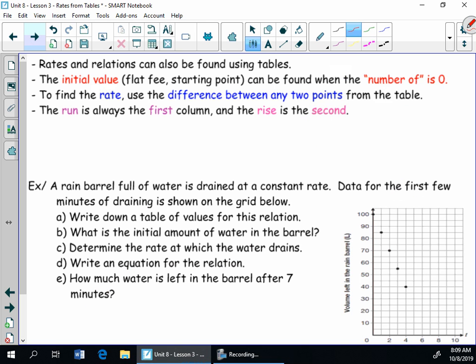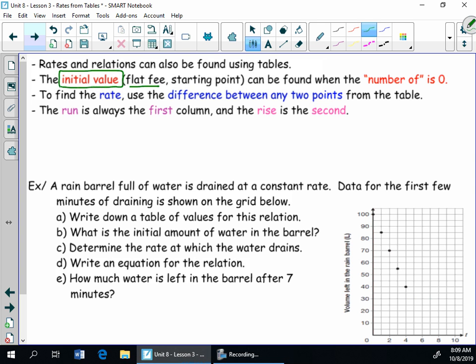Okay, how am I going to change this? Well, my whole idea is that these relationships can be found from a table, a graph, an equation, or words. They're all interchangeable and they should show the same information just in different ways. So what information am I going to have to get from my table? I'm going to have to find the initial value. That's my first thing to find.